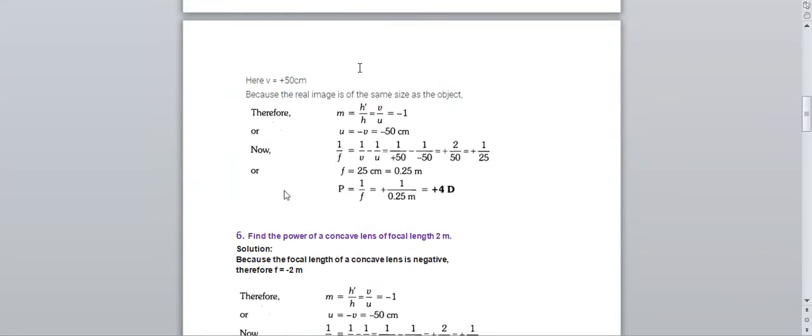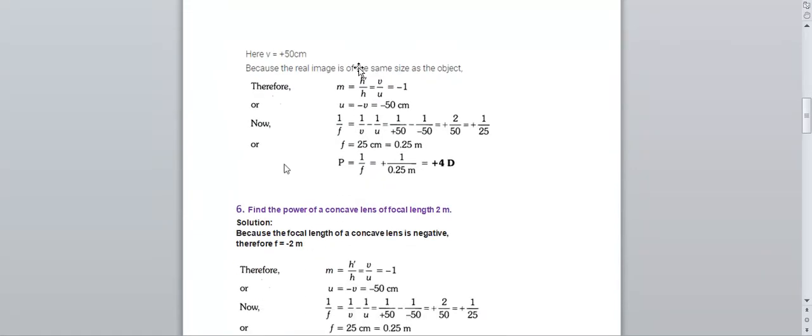We have to find the object distance u. Image distance is given as 50 centimeter. Magnification is also given, because they have told us that the image is real and the size of the image and the object is the same. That is, it should be equal to 1. And since it is a real image, the magnification will be negative. So magnification is -1. We can use the formula m is equal to v by u.